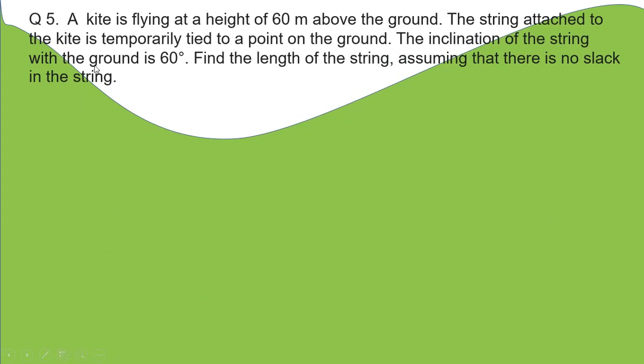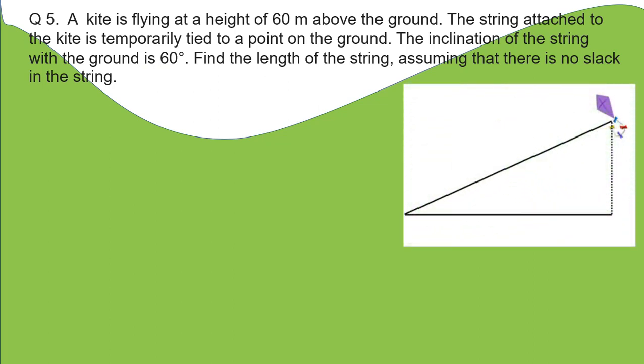Now let's take one more. Question number 5. A kite is flying at a height of 60 meters above the ground. The string attached to the kite is temporarily tied to a point on the ground. The inclination of the string with the ground is 60 degrees. Find the length of the string, assuming that there is no slack in the string.